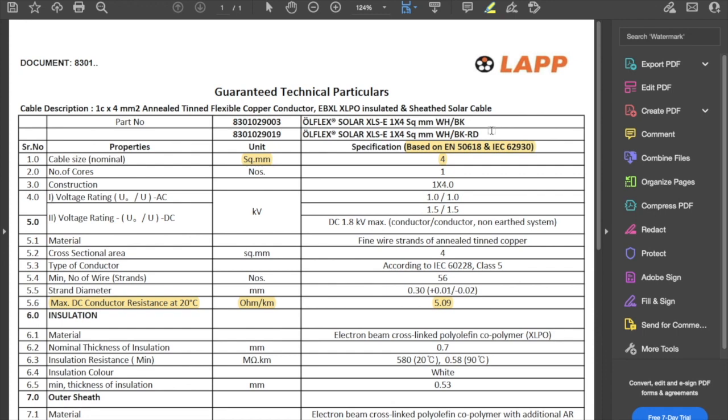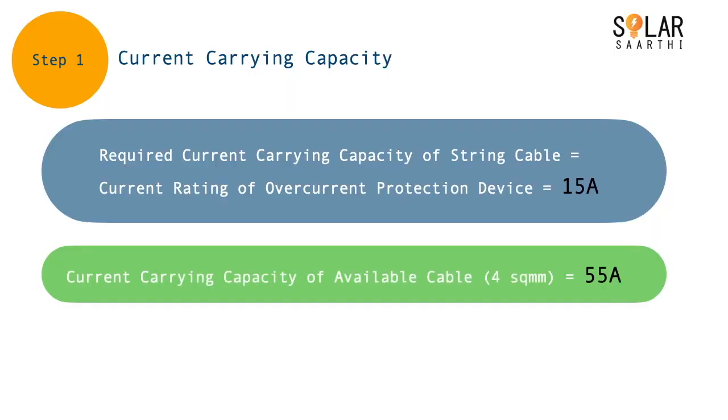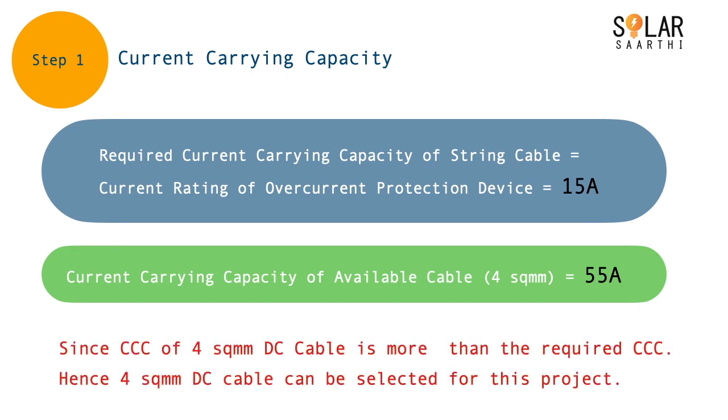So again, this is a one core 4 square mm DC cable. This is an annealed tinned copper flexible cable. Now, as seen in the data sheet, the current carrying capacity of the cable is 55 amperes. Since the current carrying capacity of the available cable, that is 55 ampere, is more than the required current carrying capacity, that was 15 amperes, for this particular example we can easily select the 4 square mm DC cable. Just to remind, we have only qualified the first criterion to select and size the DC cable, that was current carrying capacity.